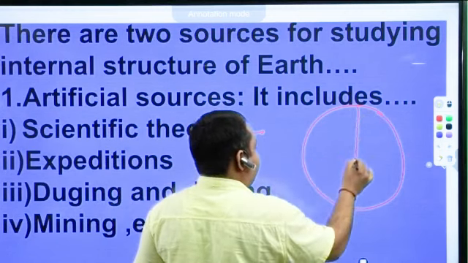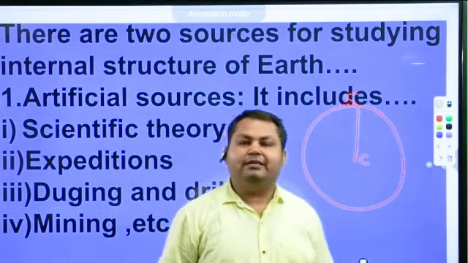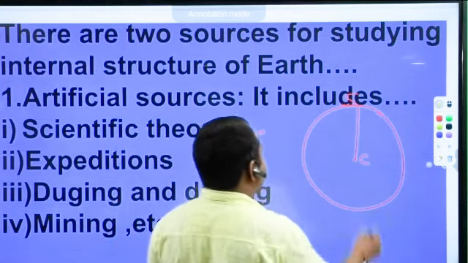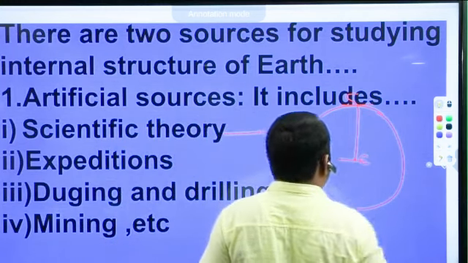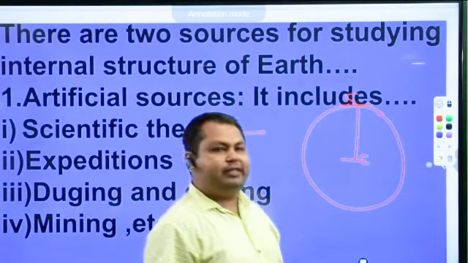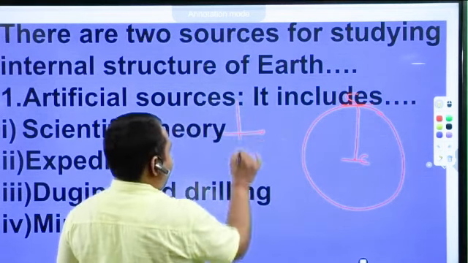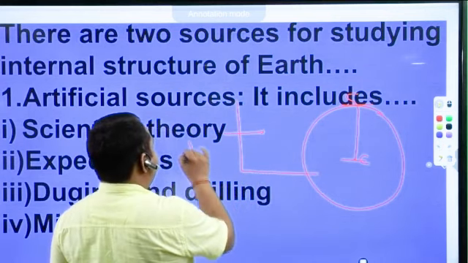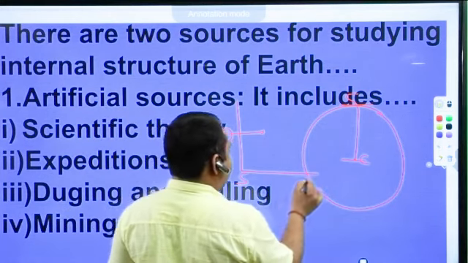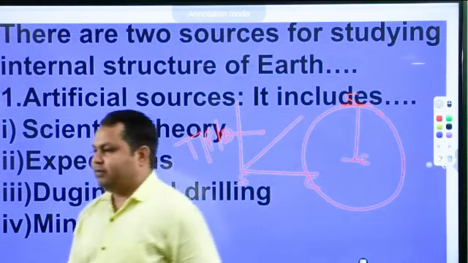From the surface toward the center, the temperature, pressure, and density of the Earth's internal material increase. Earth's internal material experiences increasing temperature, pressure, and density with respect to increasing depth. So we can draw a graph here: temperature, pressure, and density increase from surface towards center.